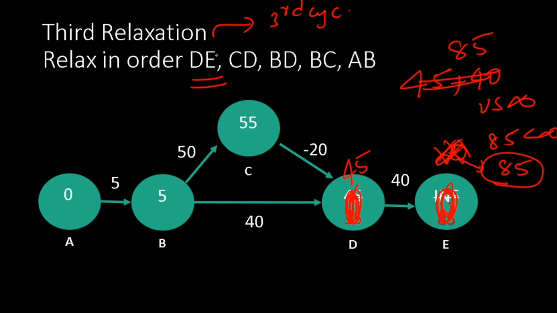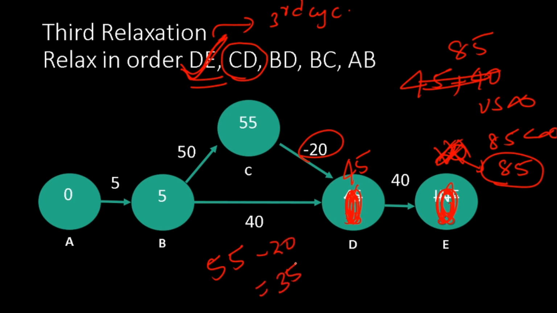Did we do a relaxation? Yes, we did a relaxation. Next, let's relax CD. What do you think? Do you think you can do a relaxation here? Okay. Distance to C is 55 minus 20. So that is 35. And 35 is less than 45. So there is another relaxation here. This is getting relaxed the second time. In fact, in the previous step, it was already relaxed. So yes, one more relaxation.